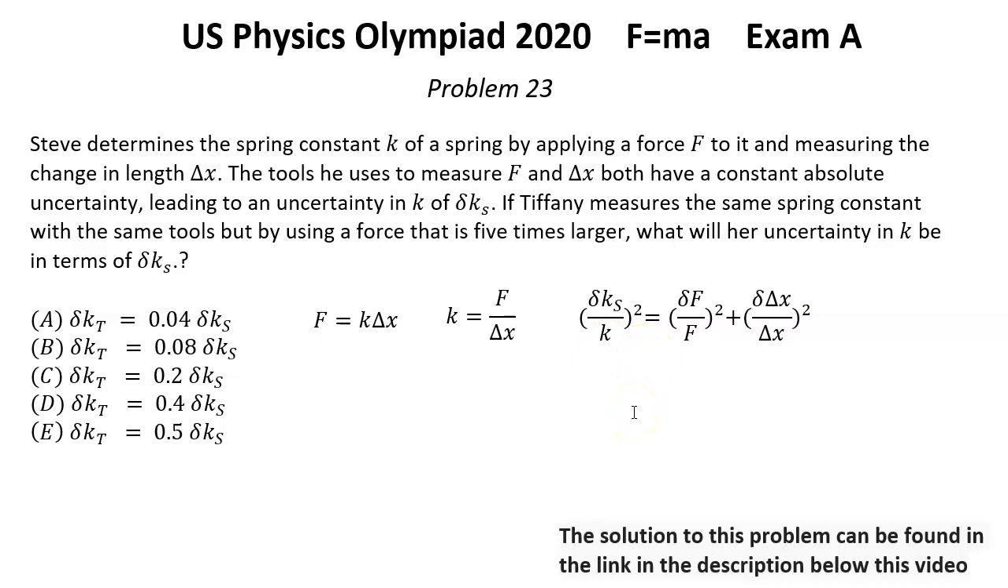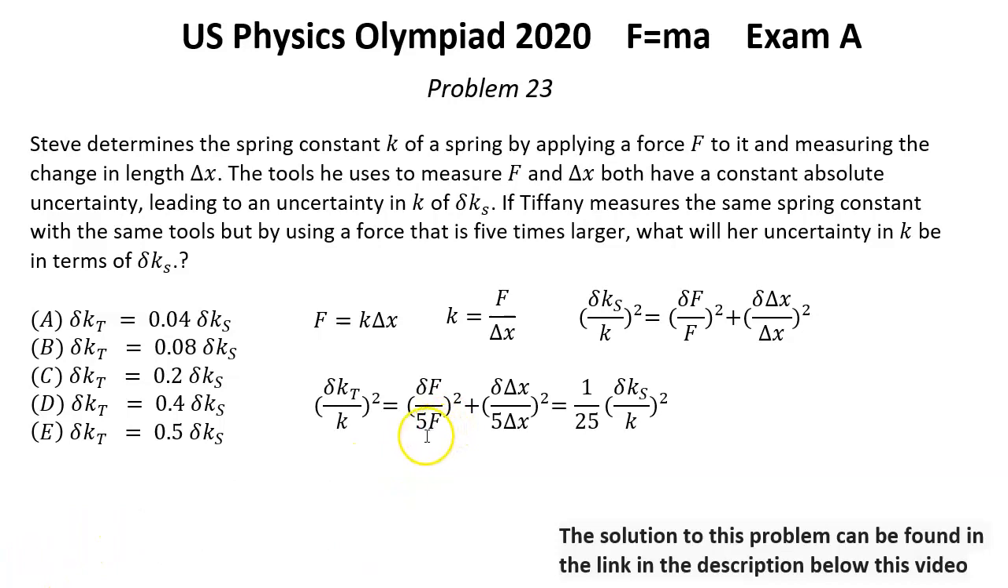For Tiffany, we have another formula. We have a force 5 times greater. It means that the elongation will be 5 times greater for this spring, but the absolute uncertainty is the same. It means that from here we can find that delta K for Tiffany equals 0.2 delta K for Steve. And this is answer C, and that was the solution for problem number 23.